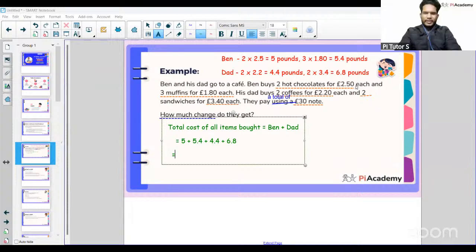Yeah. And when you have worked out the total cost, figure out the change. How are you going to do that? You're going to do the total amount paid, that is 30 pounds, take away the total cost. Do this, guys, quickly. Give me the answers on the chat, please.